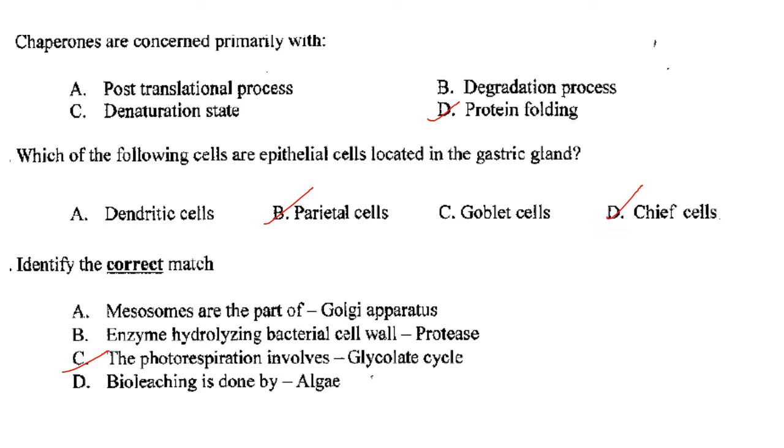And photorespiration involves the glycolate cycle. So that is correct. And bleaching is done by algae. So in chemolithoautotrophic microorganisms only bleaching is done. So the example is Thiobacillus. So the answer here is option C, that is photorespiration involves the glycolate cycle.